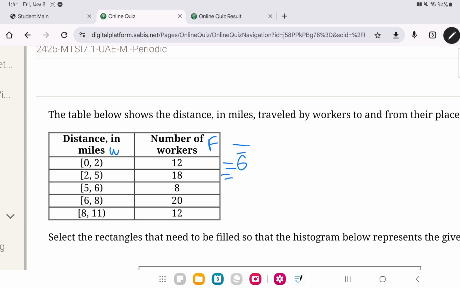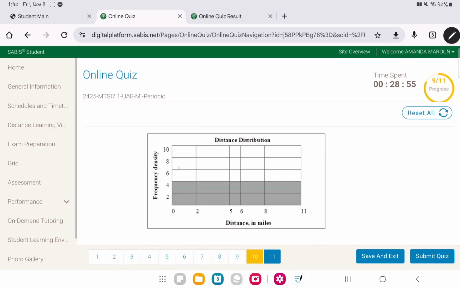Then again, 18 divided by 5 minus 2, this is also 6. Then 8 divided by 6 minus 5, this is 8. Then 20 divided by 8 minus 6, this is 10. And then finally 12 divided by 11 minus 8, this is 4. So it is 6, 6, 8, 10, and then 4.